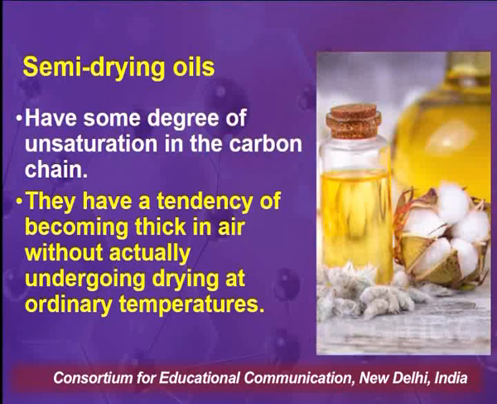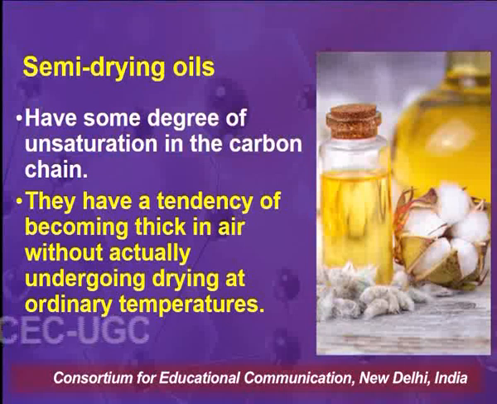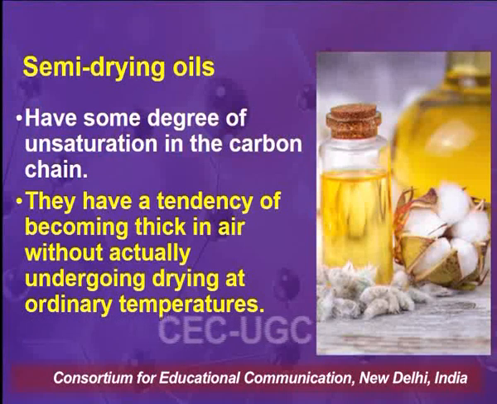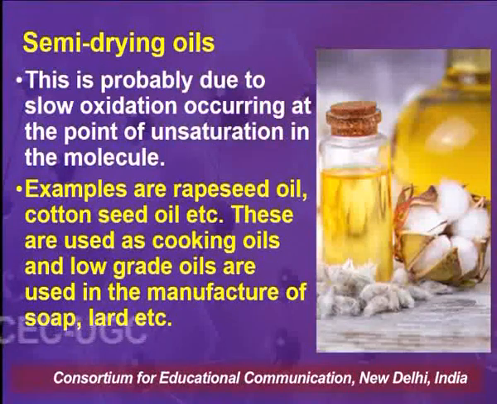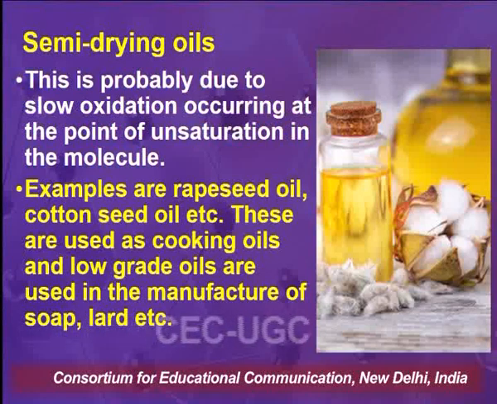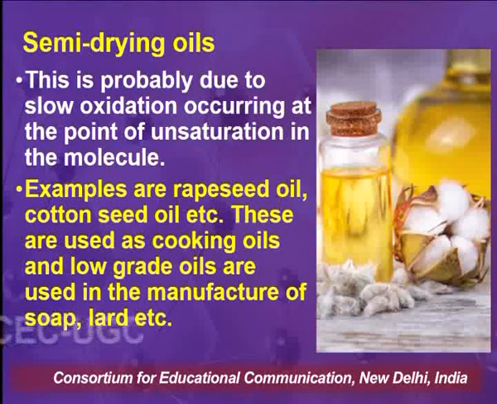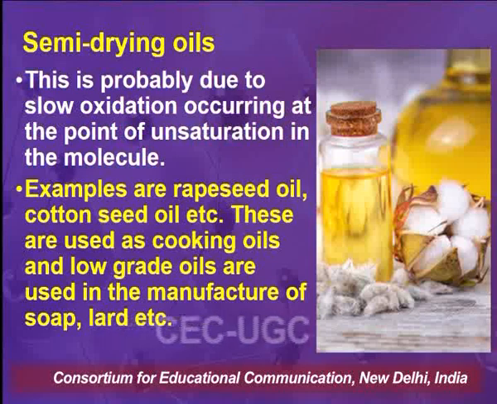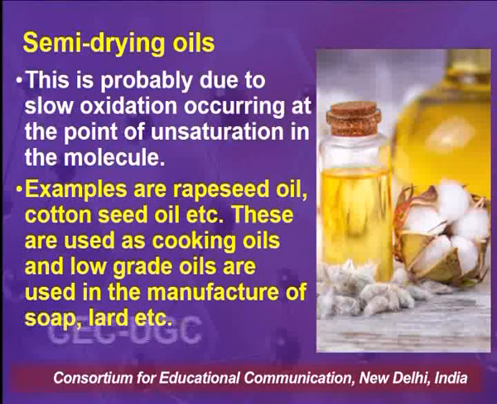Semi-drying oils have some degree of unsaturation in the carbon chain. They have a tendency of becoming thick in air without actually undergoing drying at ordinary temperatures. This is probably due to slow oxidation occurring at the point of unsaturation in the molecule. Examples are rapeseed oil, cottonseed oil, etc. These are used as cooking oils, and low grade oils are used in the manufacture of soap, lard, etc.